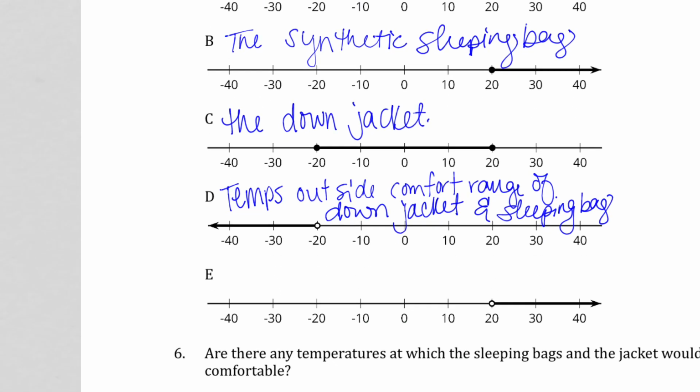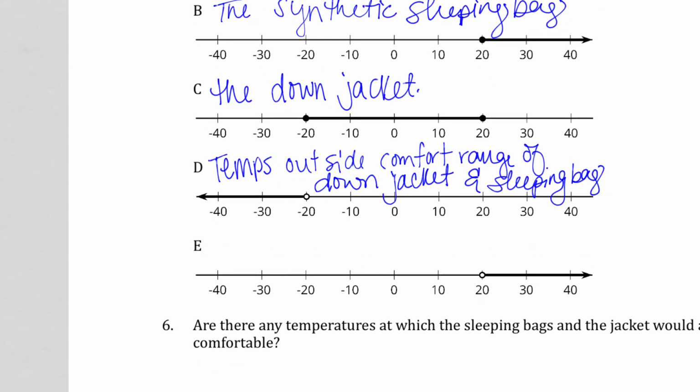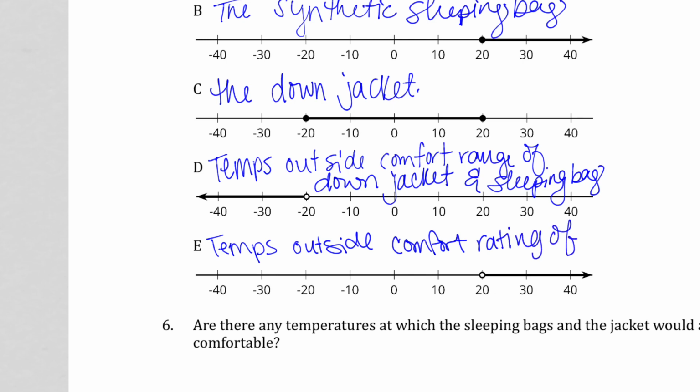What do you think E would be after saying that? Outside the range of the synthetic gear. Okay, so temps outside comfort rating of the synthetic sleeping bag. What else is it for? There's one more. The jacket. The down jacket.